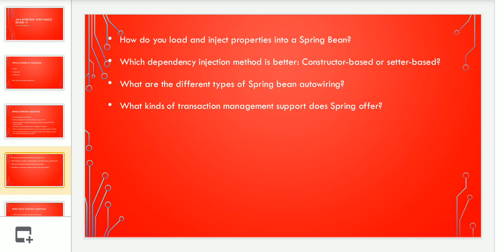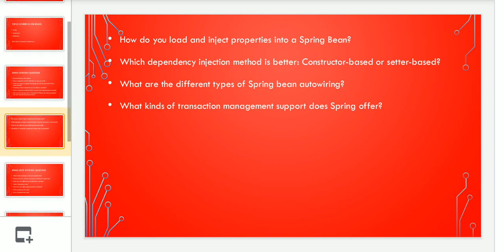The next question is, what are the different types of Spring bean autowiring? If I am not wrong, there are three ways, like by name, by type, and one more default. Sorry, by name and by type, there are two ways through which autowiring can happen. There was a question, what kinds of transaction management support does Spring offer? Please brush up your knowledge on this also, how transaction management works in Spring, because there was a healthy discussion between me and the interviewer. These were the questions that were asked as part of core Spring.